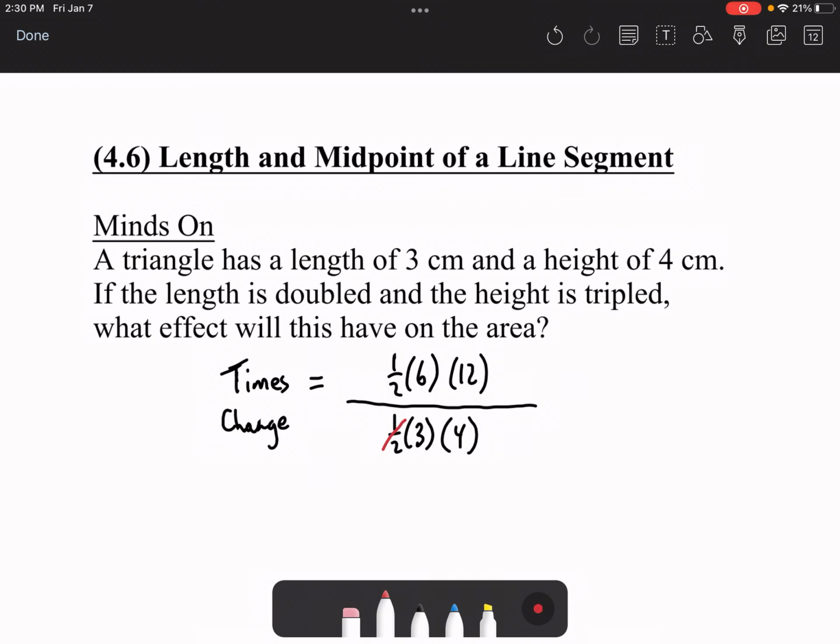Well, you can cancel out the halves. A half divided by half is just 1. 6 divided by 3 is just 2. And 12 divided by 4 is just 3. So this is 6 times bigger. Which you might notice, the 2 actually came from the doubled part, and the 3 came from the tripled part.